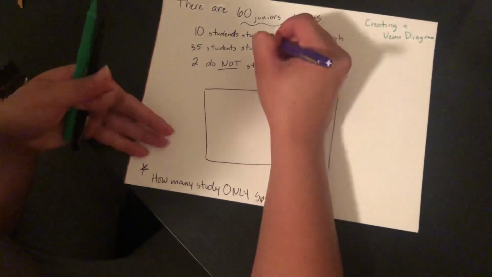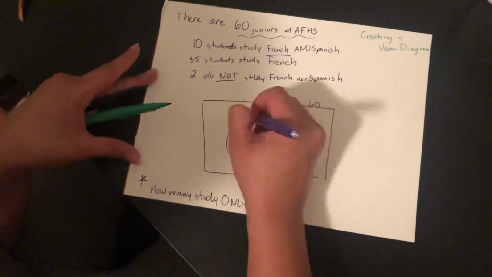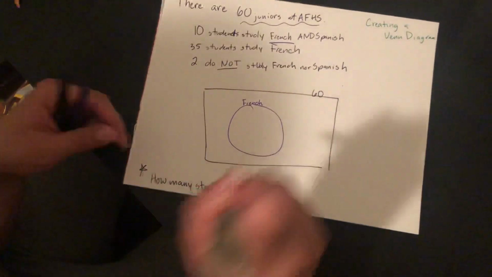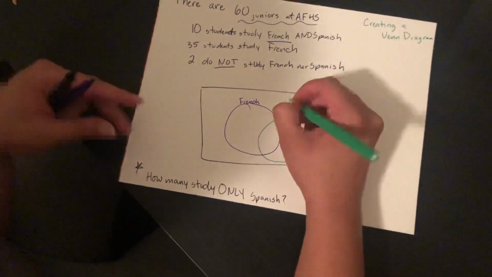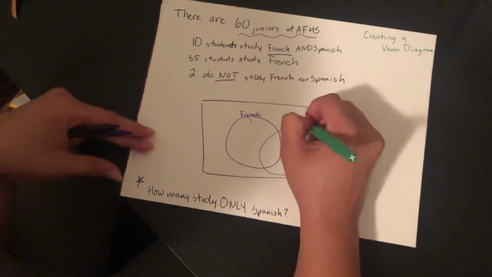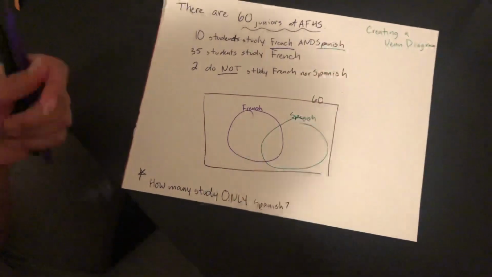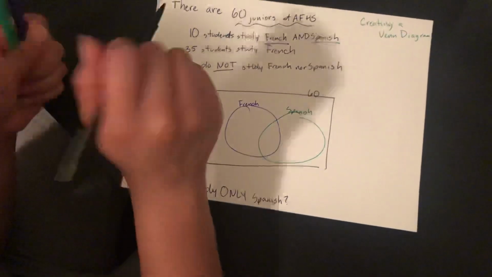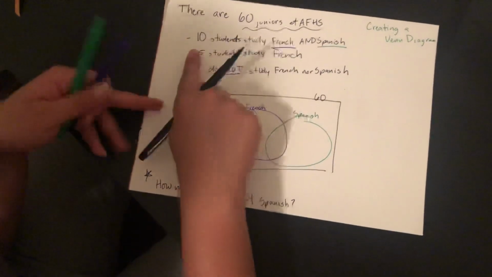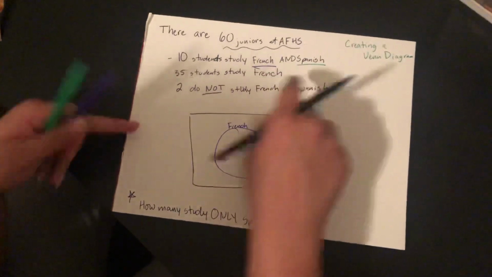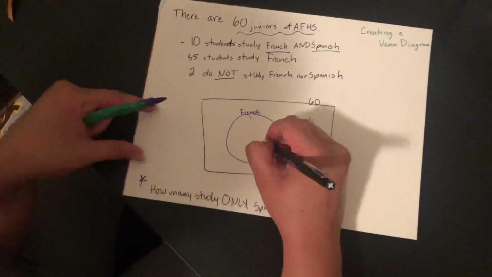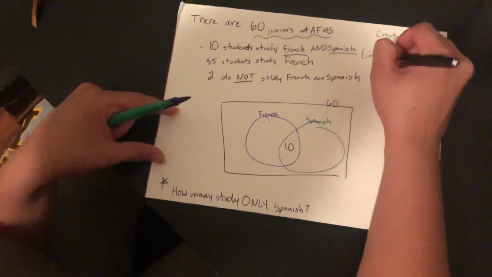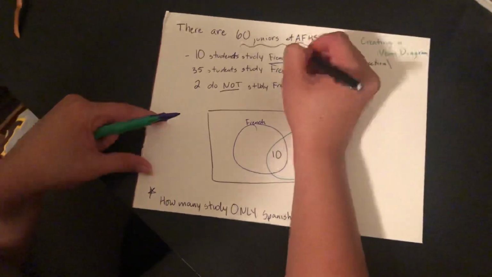The two events are they can either study French or they can study Spanish. That's so ugly. All right, so that's going to be our two events. So if we read through and go ahead and mark all of the first ones. So the first one is 10 students study French and Spanish. All of you guys did really well there by putting a 10 here in the middle. That's going to be the intersection. It's the intersection because of the word and.